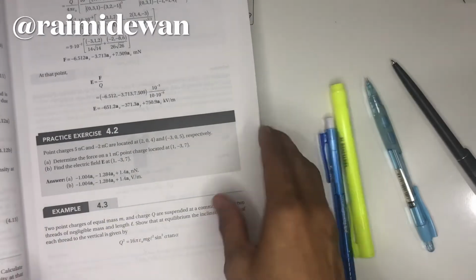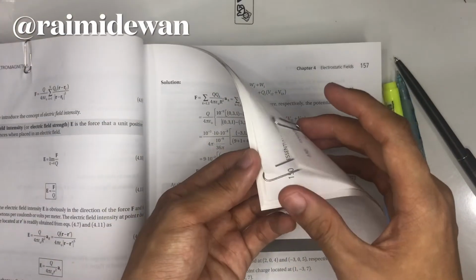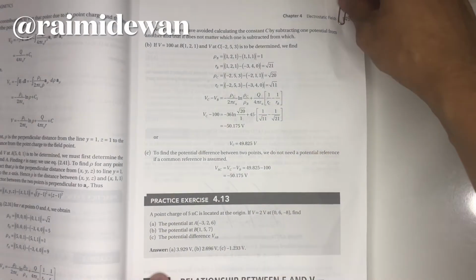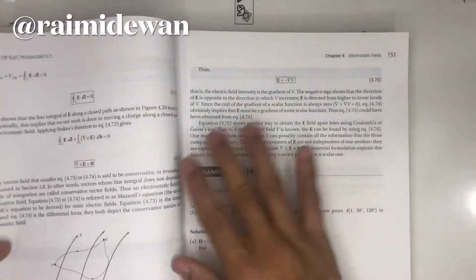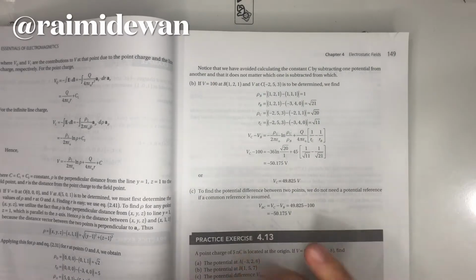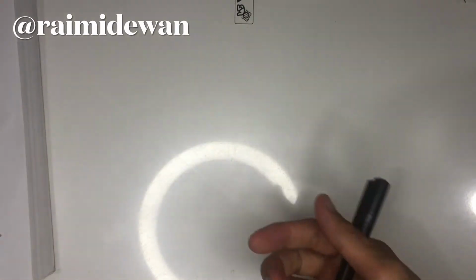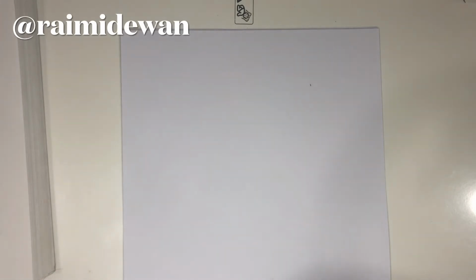Okay, so we go to the related page. You can open page 149 if you want to read further. In fact, you need to read more, because Sadiku explains it in detail. Now we want to see the relation between E and Maxwell equation.